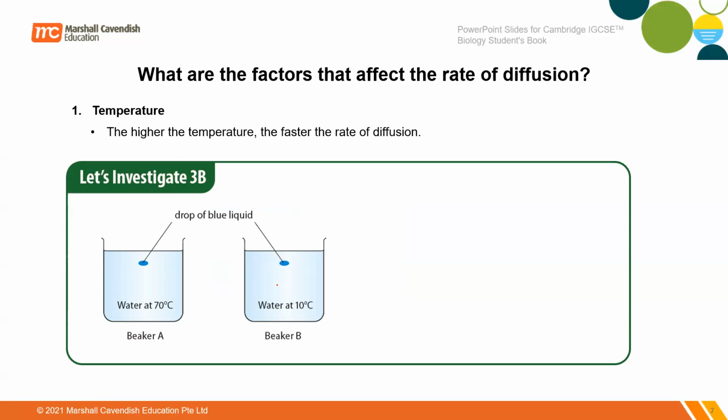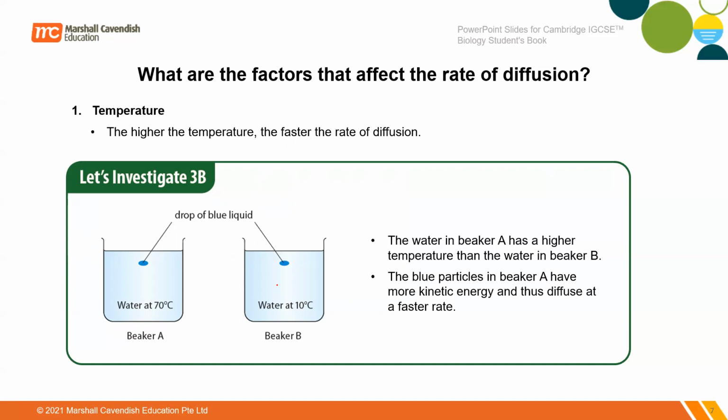Definitely, the first factor is temperature. As temperature increases, the rate of diffusion increases. If I have a drop of any blue liquid or stain, it will diffuse faster among the solution of high concentration. Like if we have water at 70 degrees Celsius, definitely the particles will diffuse faster.